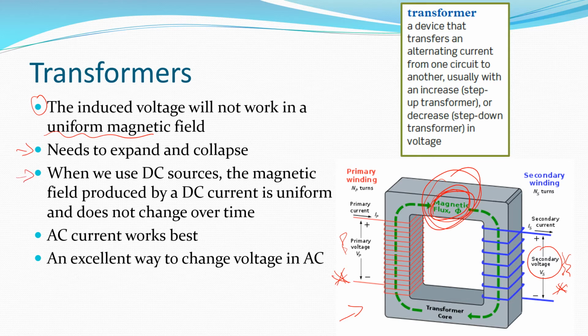When we use a direct current source, like a battery, the magnetic field is uniform, it doesn't change, so our transformer won't work in a DC circuit without a lot of work. That's why alternating current works best, because your current is flowing one way to start with, and then it turns around and starts flowing the other way. That's how you have this non-uniform magnetic field that expands and collapses rapidly over time. And it's that change that will induce the current flow in the other coil.